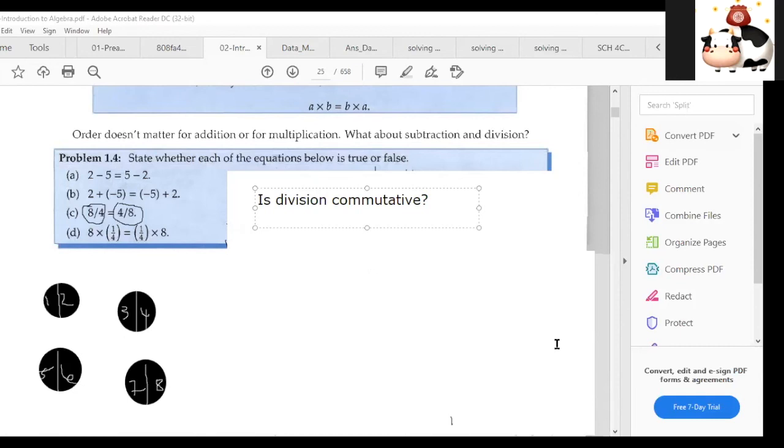Very good, Ruby. You're so precise, Ruby. Very good, Michael. Very good, Aaron. Exactly. Division is not commutative. So that means the order does matter. Excellent work, okay?